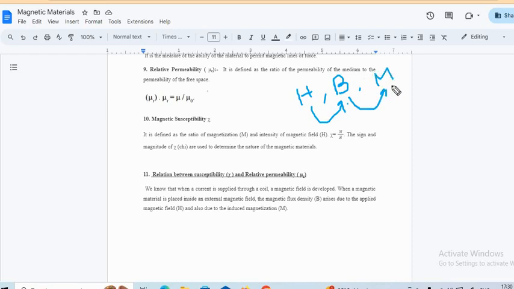Now obviously these purely depend on the material. So for different materials, the magnetization level will be different. Okay, so the ratio between that output and the input is given by the susceptibility. So the magnetization divided by the applied field is known as the susceptibility of a magnetic material.